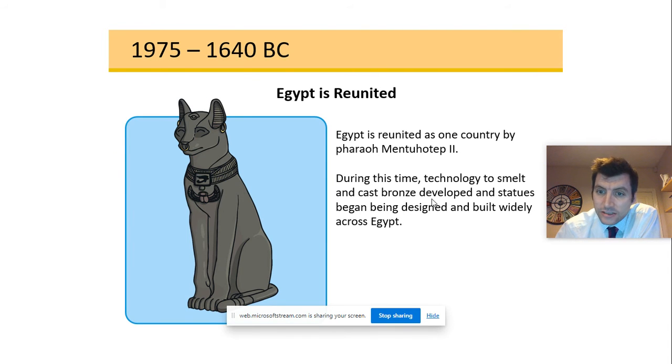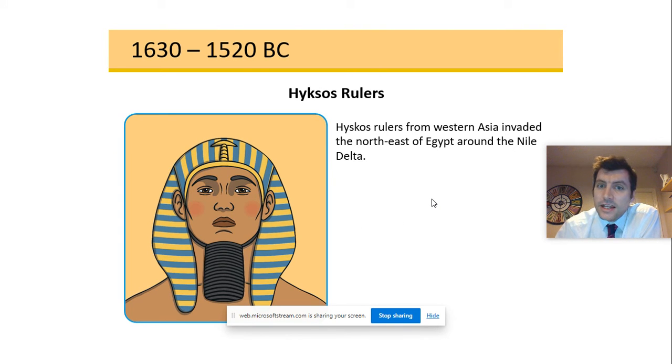Okay, and they learned a lot about technology. Now, there were rulers about 3,500 years ago from Western Asia.